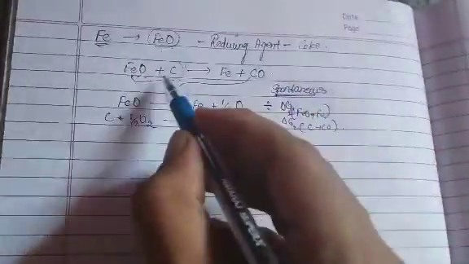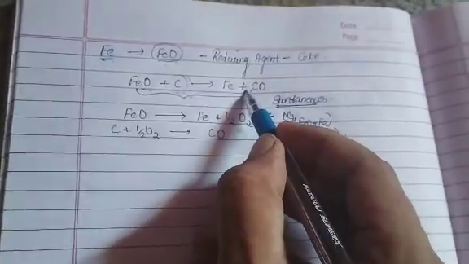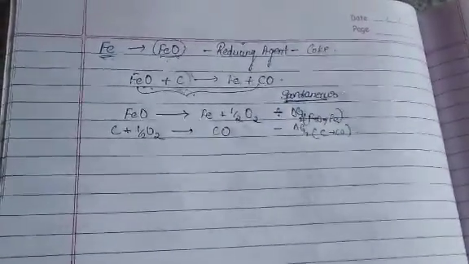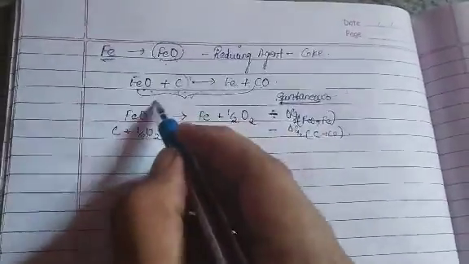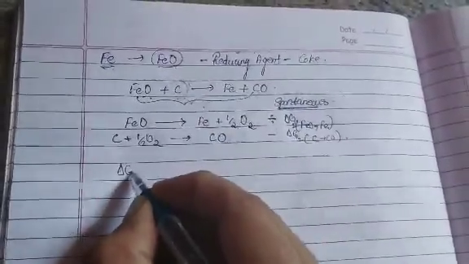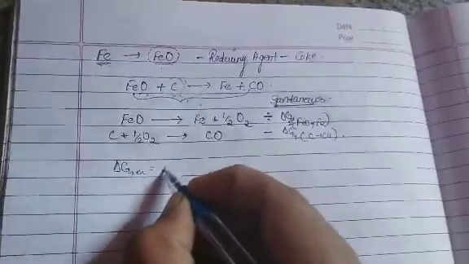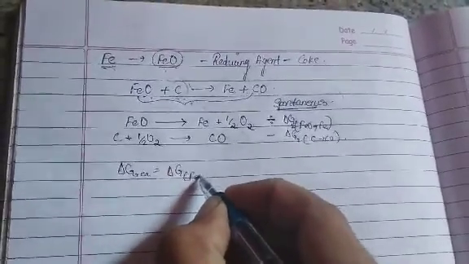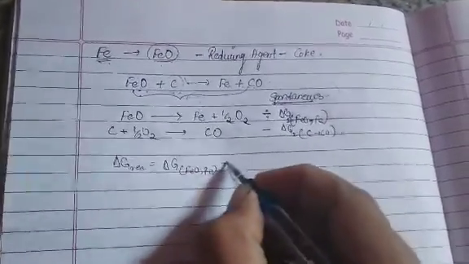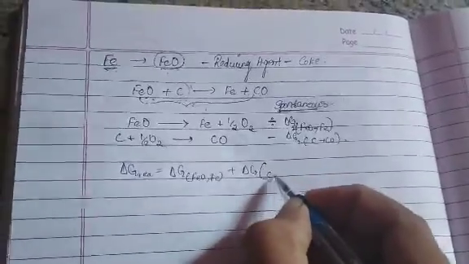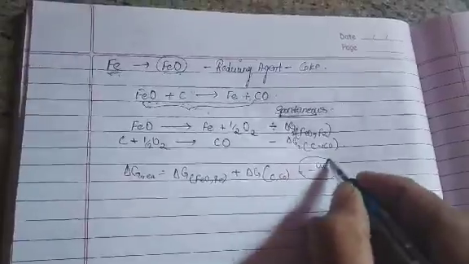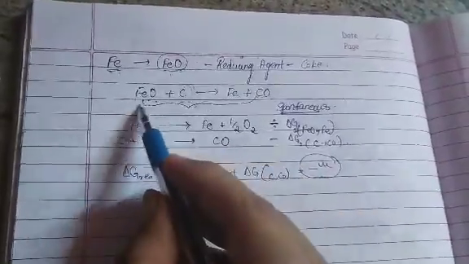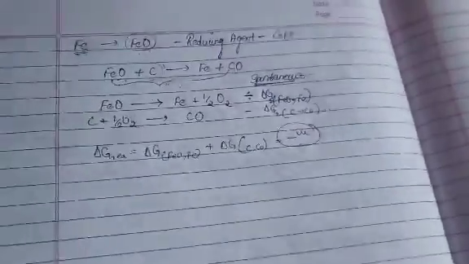We know that if this reaction has to occur on its own accord, that is, be spontaneous, then the overall delta G of the reaction, that is the sum of delta G for FeO to Fe plus delta G for C to CO, should be negative. Only then can we say that this reaction is possible.